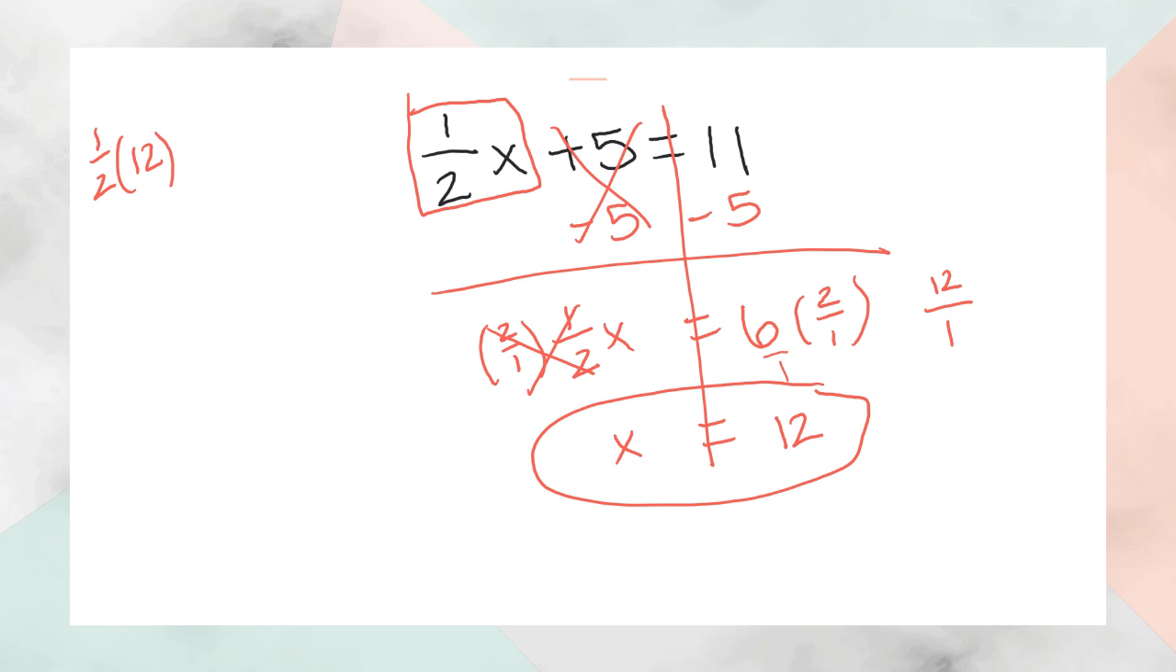Now, if we want to check ourselves, because we always check ourselves, I would have 1/2 times 12 plus 5, and that needs to equal 11. So half of 12, well, half of 12 is 6. So I have 6 plus 5 equals 11. And does 6 plus 5 equal 11? Yes, it does.